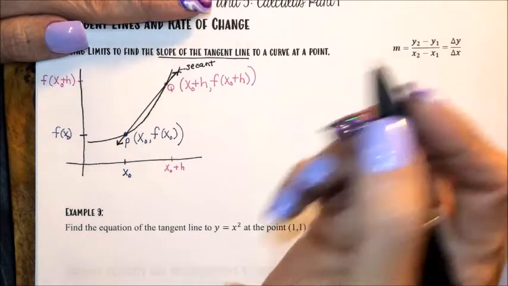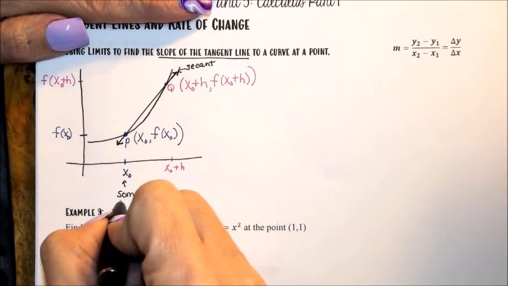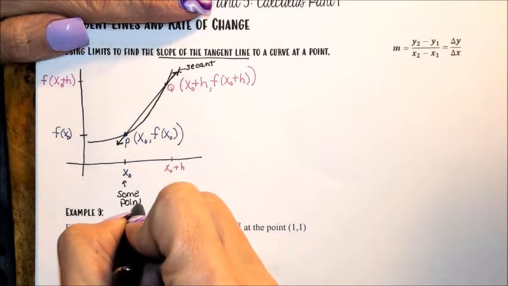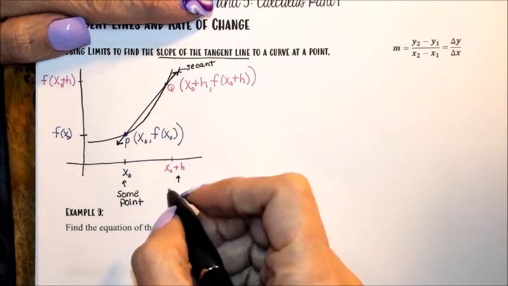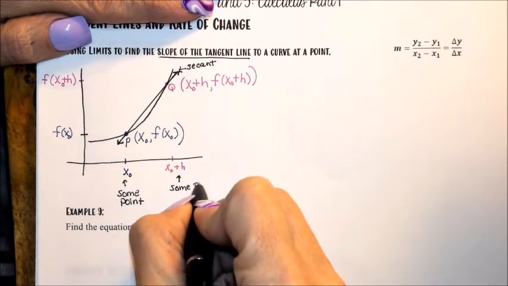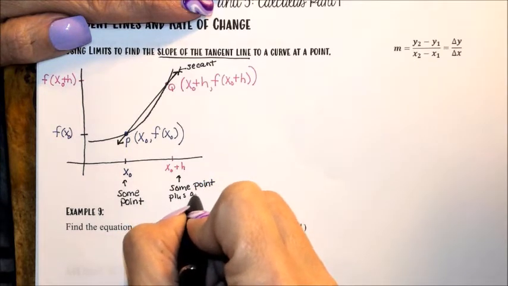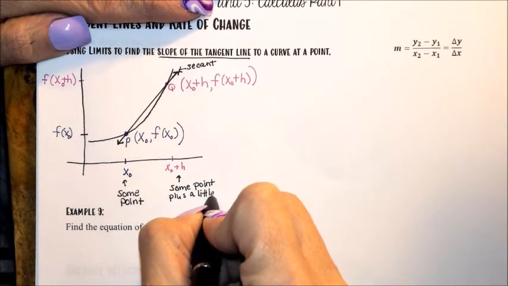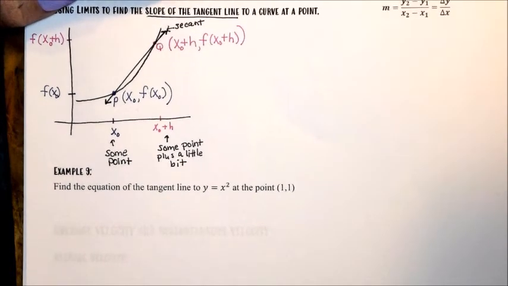That's a secant line. This right here, it's some point, some random point. I have no idea what random point it is. This is some point plus a little bit. Not much, just a little bit. Some point plus a little bit. Not much at all. Just a smidgen. If I knew how to spell smidgen, I might actually call it a smidgen.